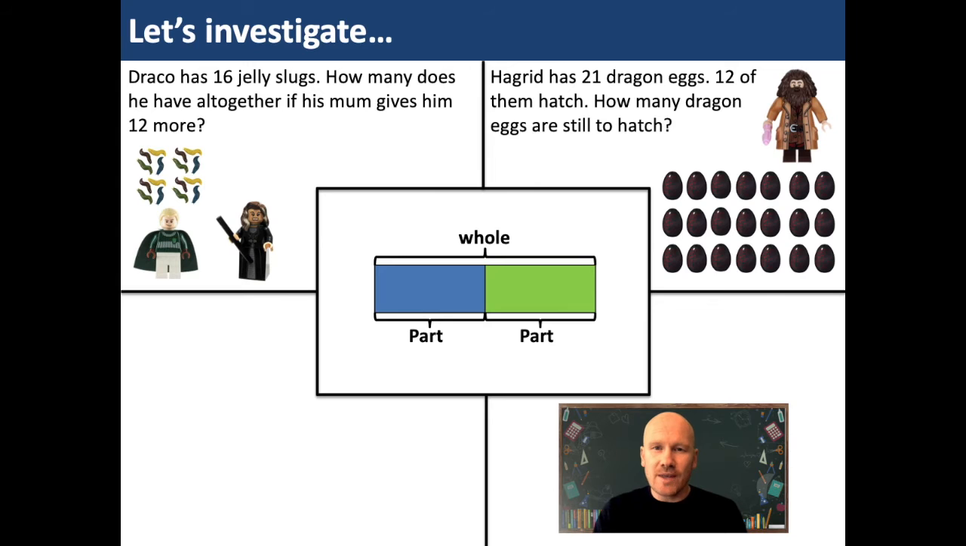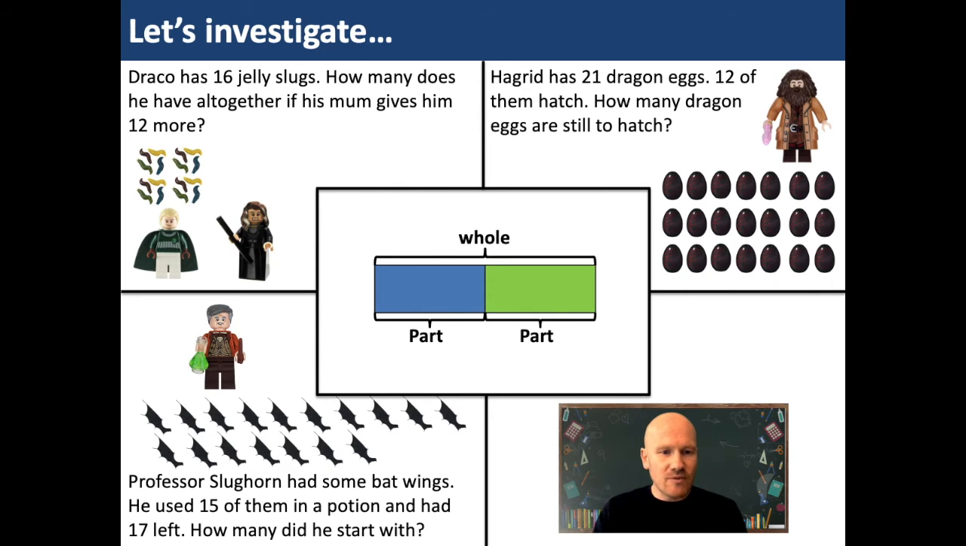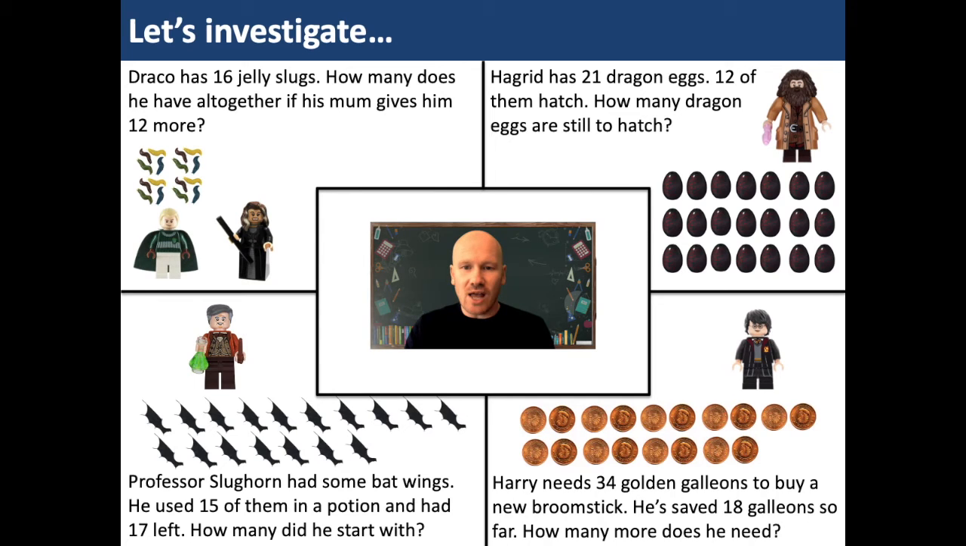Next question. Hagrid has 21 dragon eggs. 12 of them hatch. How many dragon eggs are still to hatch? Next question. Professor Slughorn had some bat wings. He used 15 of them in a potion and had 17 left. How many did he start with? And then lastly, Harry needs 34 golden galleons to buy a new broomstick. He's saved 18 galleons so far. How many more does he need?